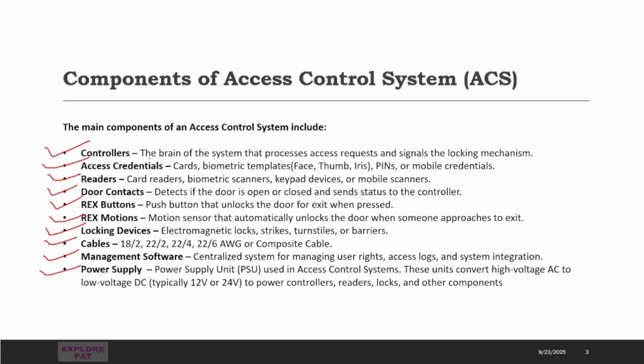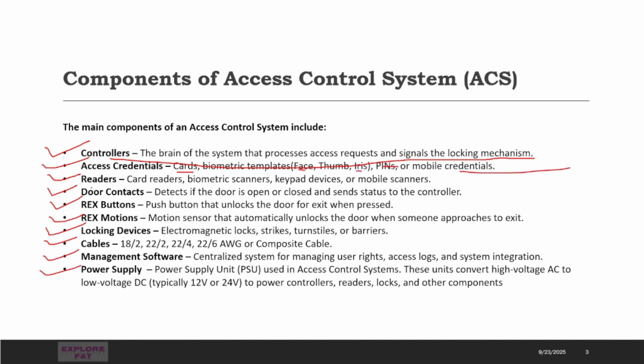The controller is the brain of the system. It processes the access request and signals the locking mechanism. So this will process everything. Now, access credentials, we already told you: cards, biometric templates like face, thumb and iris, PIN, and mobile credentials.